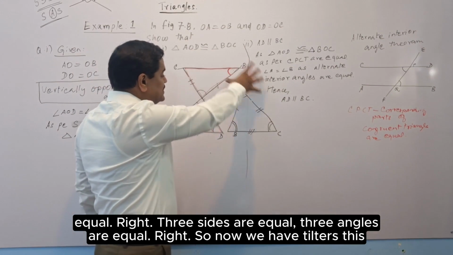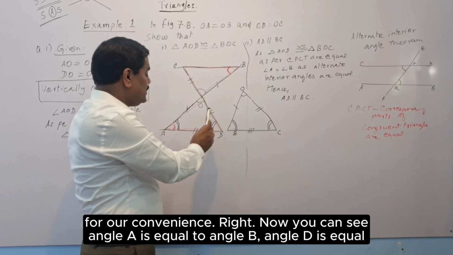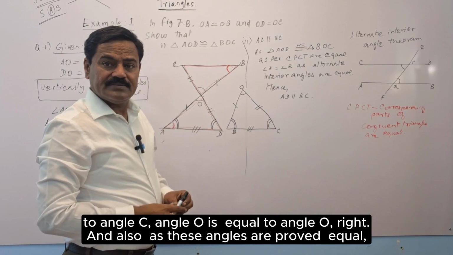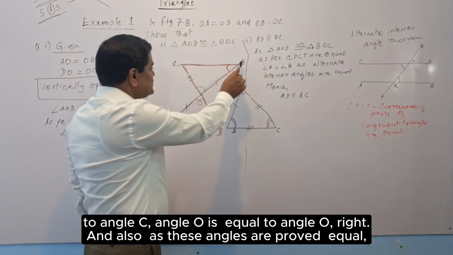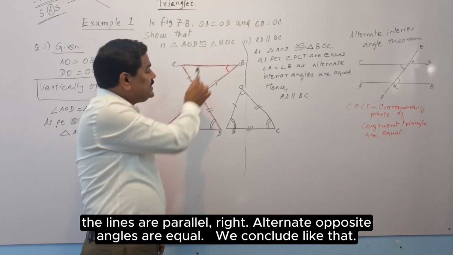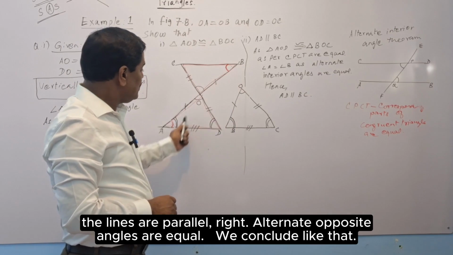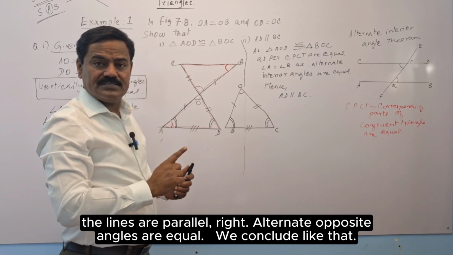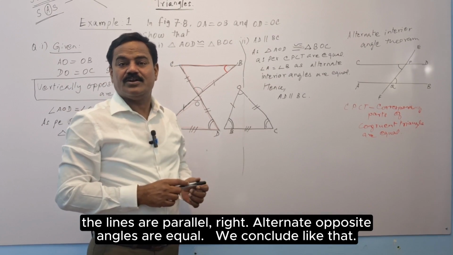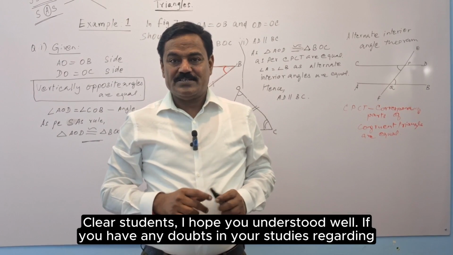So now we have tilted this for our convenience, right? Now you can see angle A is equal to angle B, angle D is equal to angle C, angle O is equal to angle O, right? And also, as these angles are proved equal, the lines are parallel, right? Alternate opposite angles are equal. Hence, CB and AD are parallel. We conclude like that. Dear students, I hope you understood well.